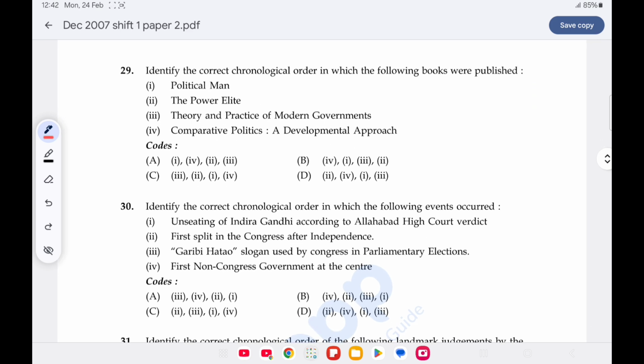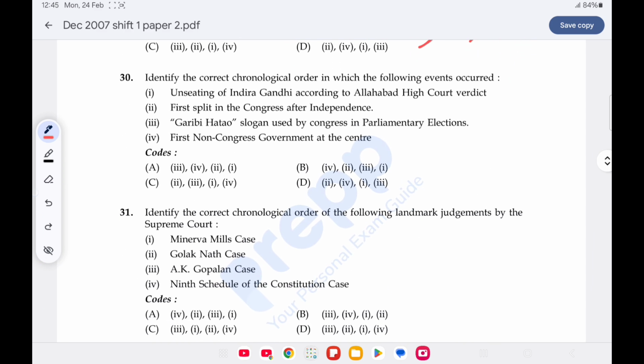Identify the correct chronological order in which the following books were published. Option B is correct. The Power Elite in 1932, Theory and Practice of Modern Government in 1956, Political Men in 1959, and Comparative Politics, a Development Approach in 1966. Now move on to next question, question number 30.